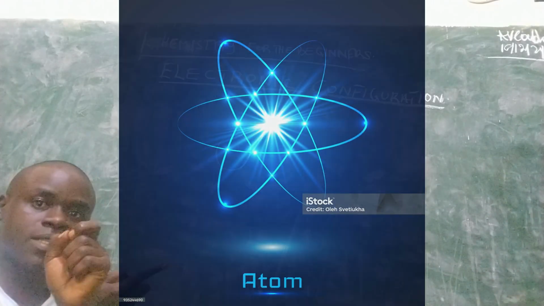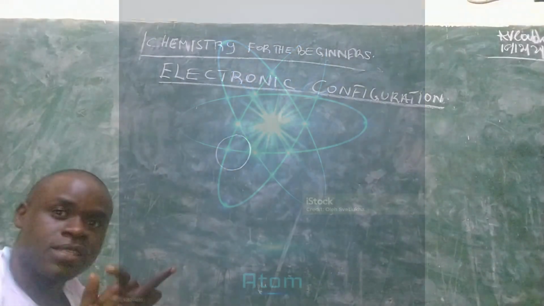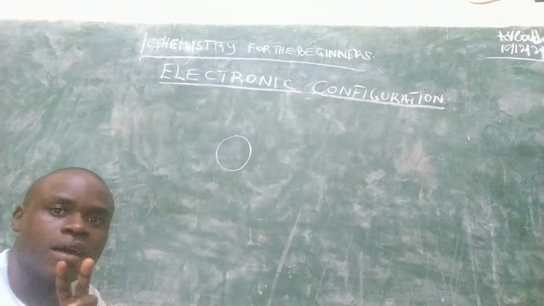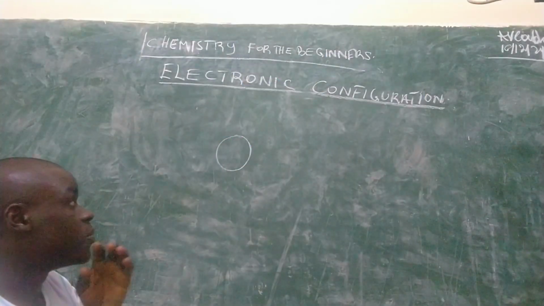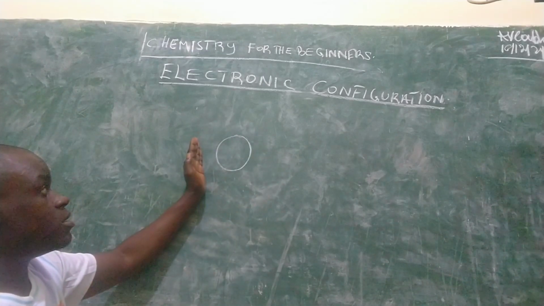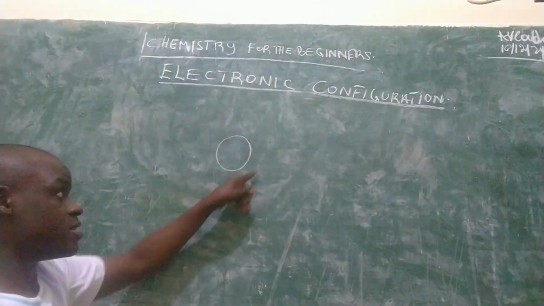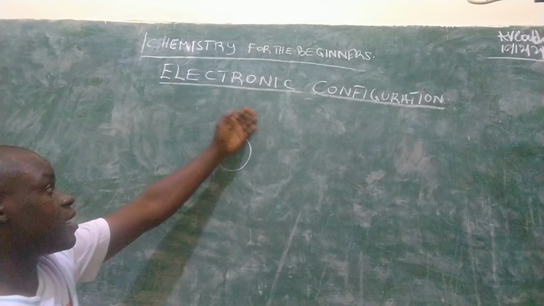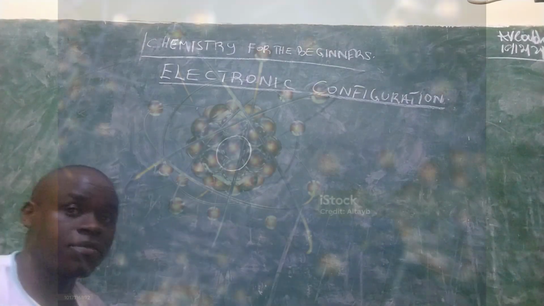And also there is another attraction force which is coming from the protons of the nucleus. So those are two forces which make electrons not stay at rest. They are always in movement. They are not stationary.